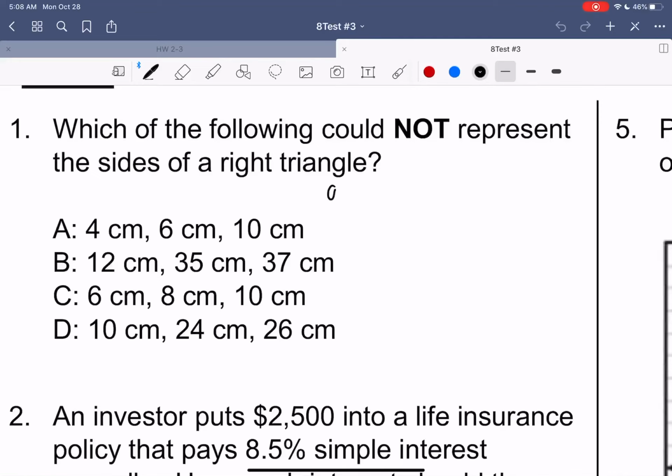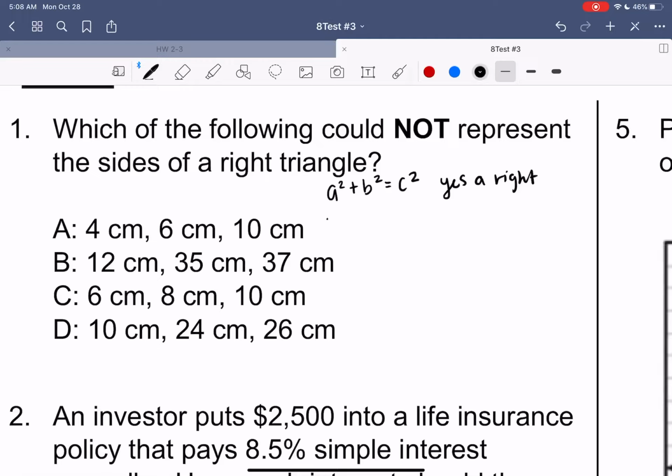that if a squared plus b squared equals c squared, then we do have a right triangle. So in this problem, they're asking us to substitute each of these numbers for a, b, and c. The only thing that you need to make sure is that we're substituting the largest number for c.